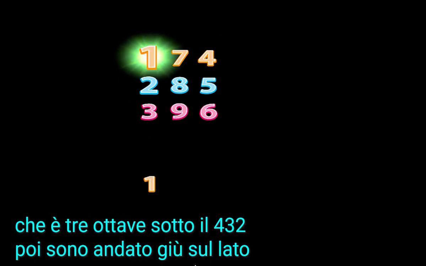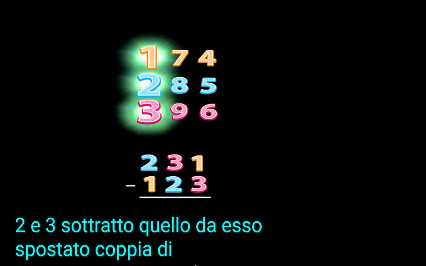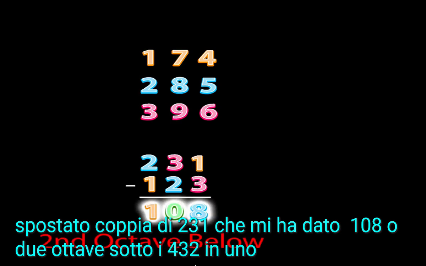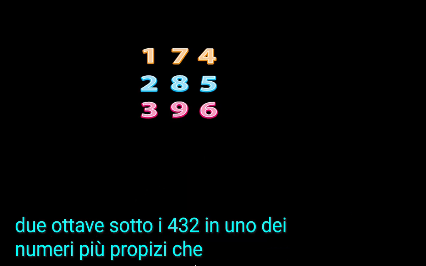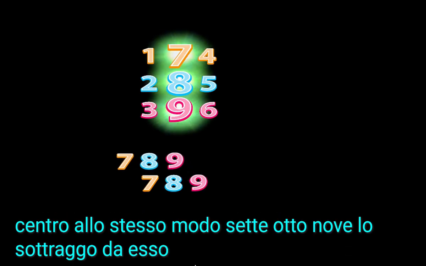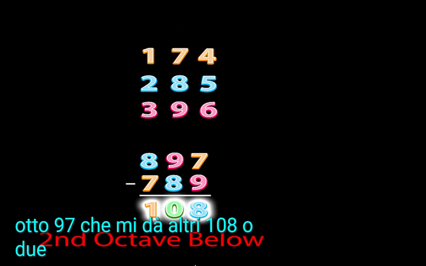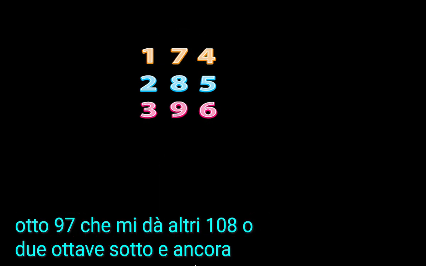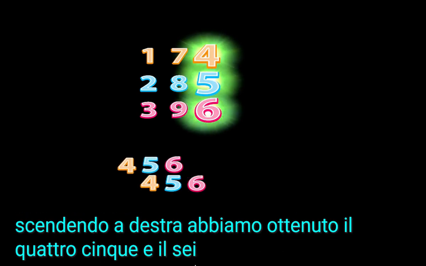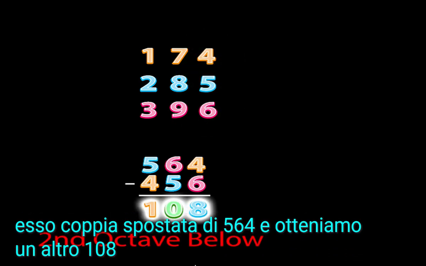I then went down the left hand side 1, 2, and 3, subtracted that from its shifted pair of 231, which gave me 108, or 2 octaves below the 432, and one of the most auspicious numbers. Going down the center the same way, 789, I subtract that from its shifted pair of 897, which gives me another 108, or 2 octaves below. And one more time going down the far right, we got the 4, 5, and the 6. Subtract that from its shifted pair of 564, and we get another 108.